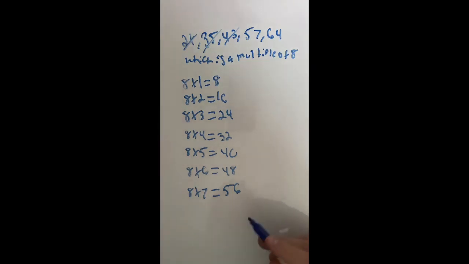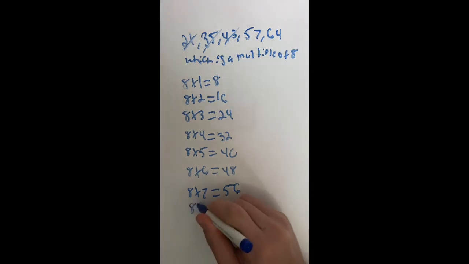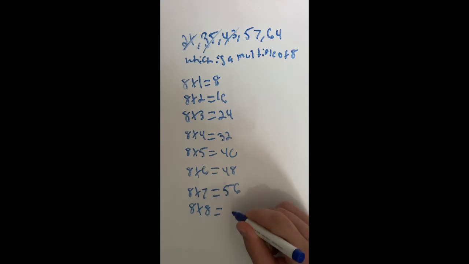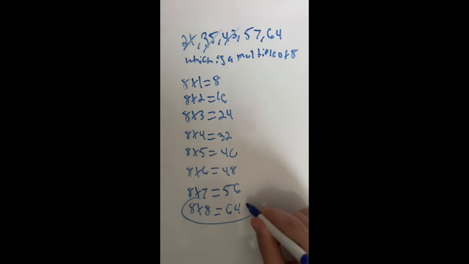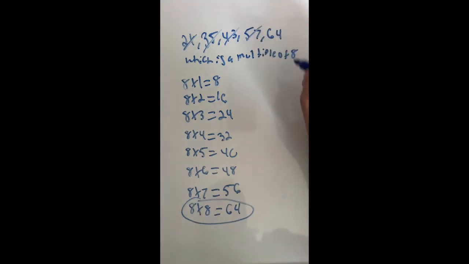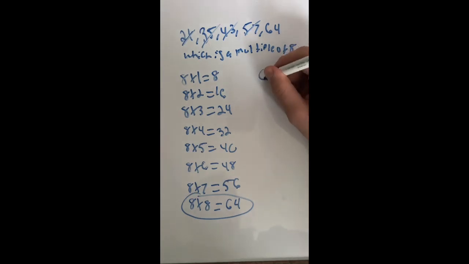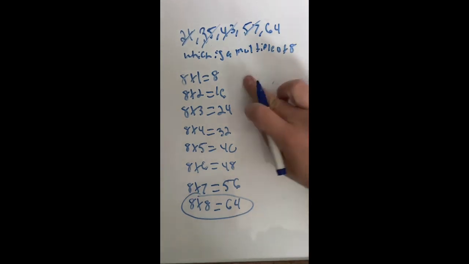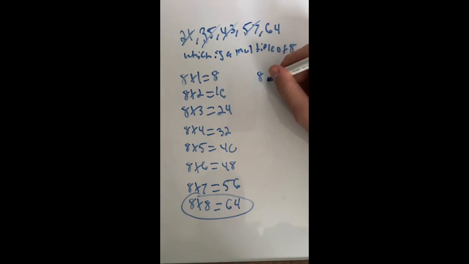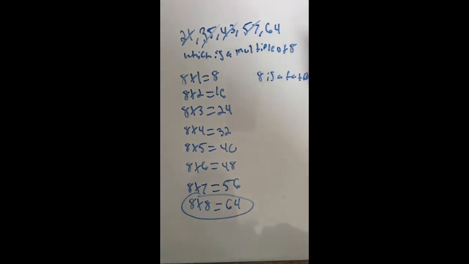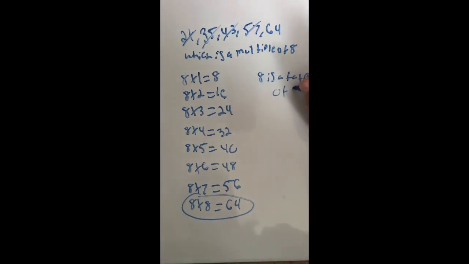So then we'd do the final one of 8 times 8 is equal to 64. So 64 is a multiple of 8. You can see that right there, which also makes 64 or 8 a multiple or a factor. 8 is a factor of 64 as well.